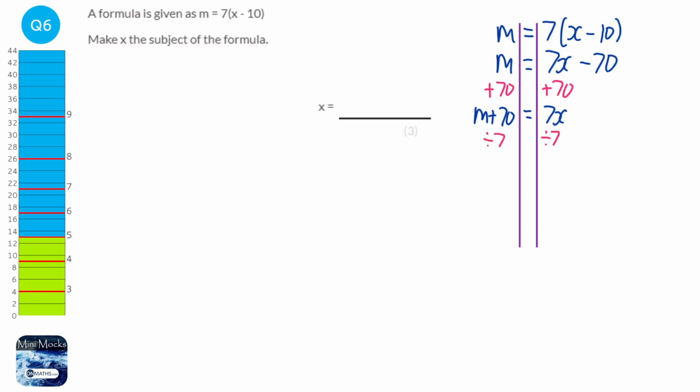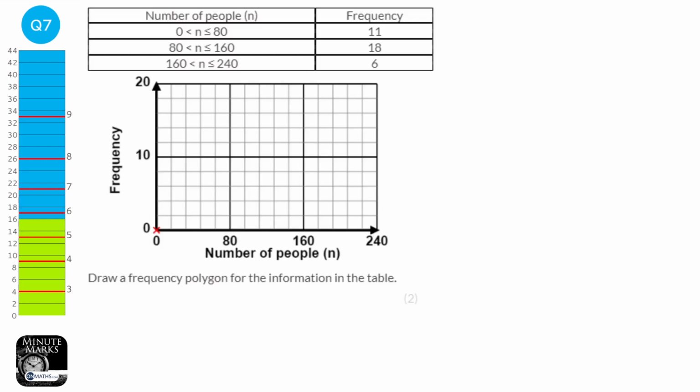So we have m plus 70, all of that over 7 equals x. So x equals m plus 70 over 7. A frequency polygon is like a line graph. In fact, it's a type of line graph. But it is when you have the data in a group.